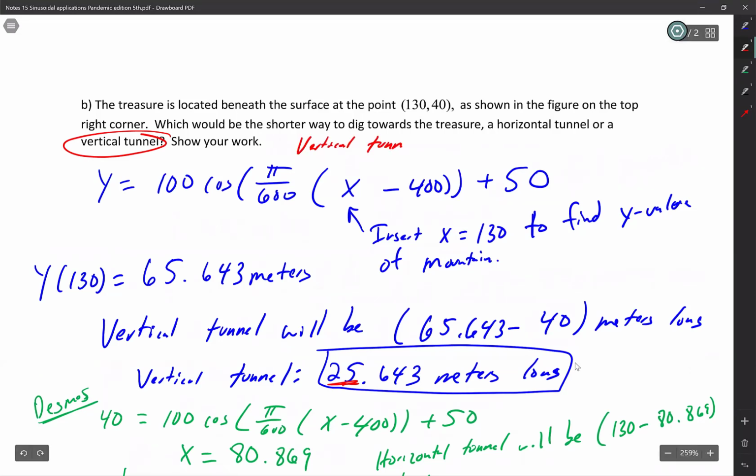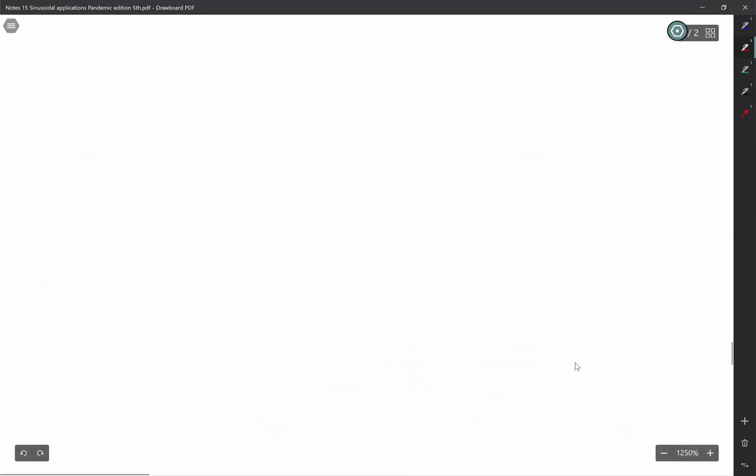Vertical tunnel is shorter. If you want to be super cool, tell me by how much. But it doesn't ask for that. Vertical tunnel is shorter. If the length of the tunnel is what we're worried about, like for money reasons, then vertical tunnel is the way to go. Of course, there's more variables.